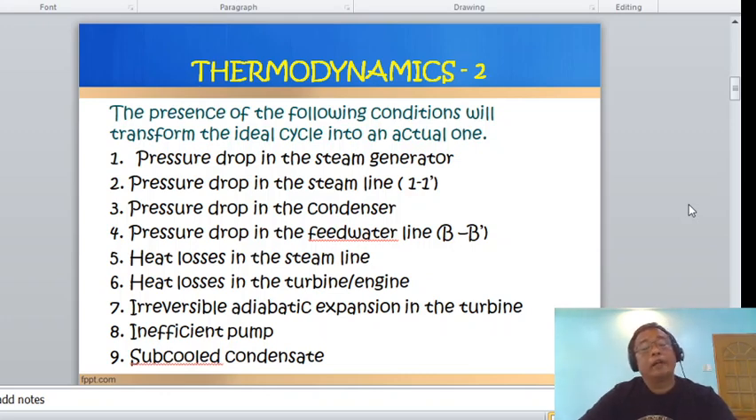Another is pressure drop in the steam line. Pressure drop in the condenser. Pressure drop in the feed water line. Heat losses in the steam line. Heat losses in the turbine or the engine, irreversible adiabatic expansion in the turbine, meaning it is no longer isentropic. Another is the inefficient pump. Another is subcooled condensate. So that is, class, the assumption.